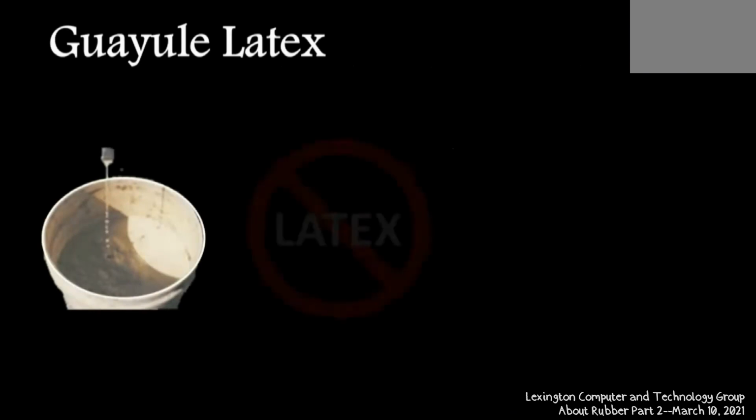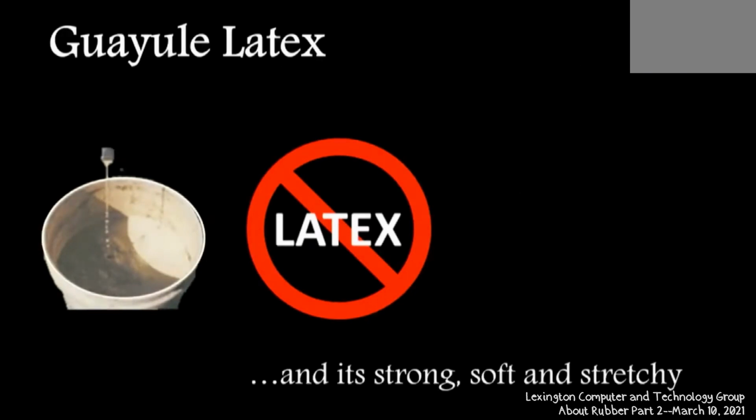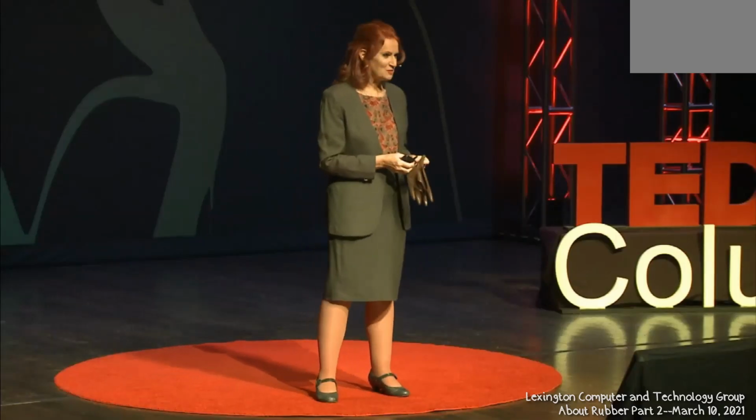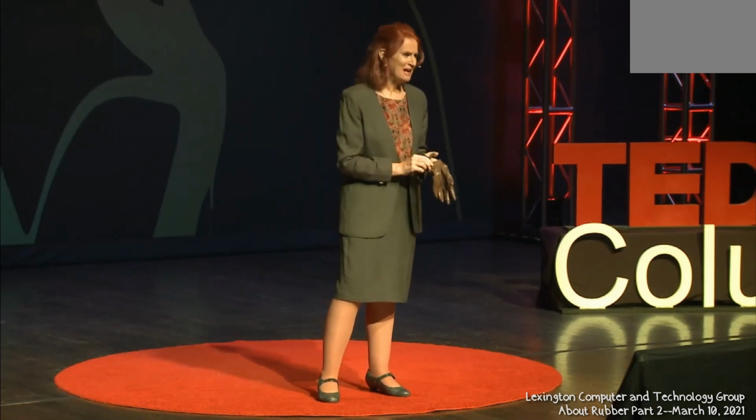So wayuli latex, well, here's a bucket of latex being produced. It's got some very interesting properties. So for example, it doesn't cross-react with type 1 latex allergy. It's also very soft, strong, and stretchy. So we can make things like this particular glove. I have an example here. So in our lab, we can make 1 glove at a time or 4 condoms. And it makes a beautiful condom, ever so soft and stretchy. And anyway, so here's a nice glove.